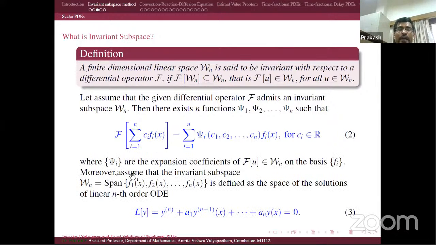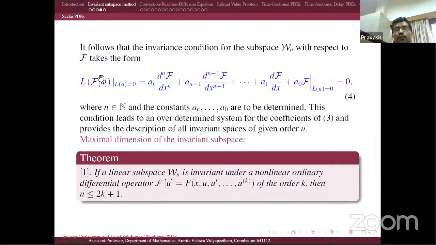But here we assume that the invariant space Wn is defined as the space of solutions of a linear nth order ODE. Another important thing is, what is the invariant condition? Suppose f admits the invariant subspace Wn, then the invariant condition for the subspace Wn with respect to f takes this form.